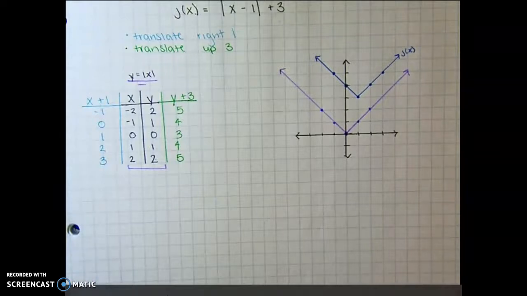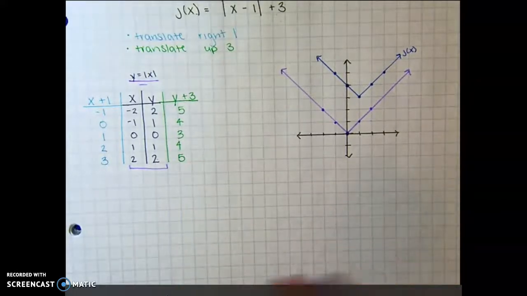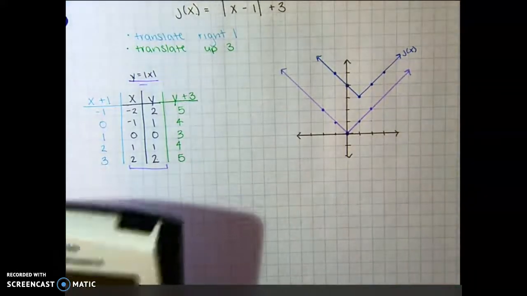So that's it. We'll practice more of this in class. And if you wanted to, you could confirm this with a graph using Desmos. I could even show you how to do it real quick here. So if you want to stick around.